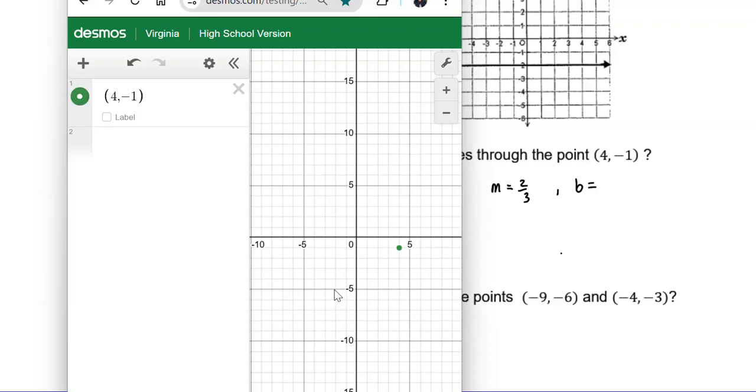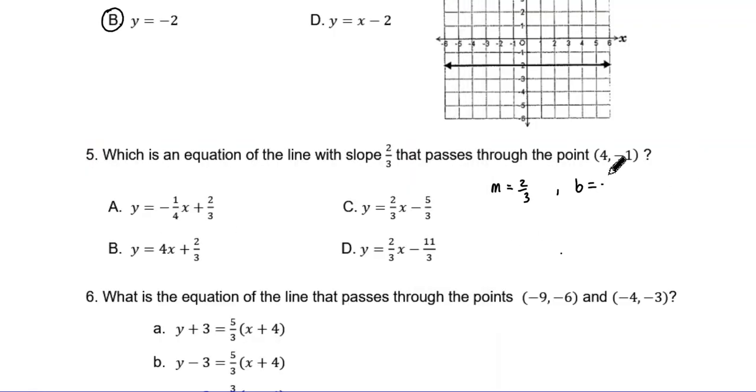So here's my other point right here, which is at negative 2, negative 5, negative 2, comma, negative 5. So if I were to have a graph that's going through this, looks like my y-intercept will have to be here, which is at y equals negative 3. That's my guess. I'm not too sure.